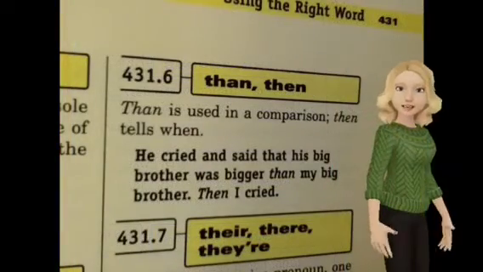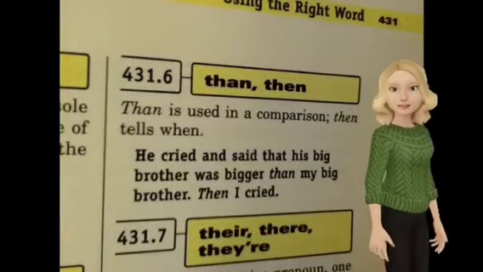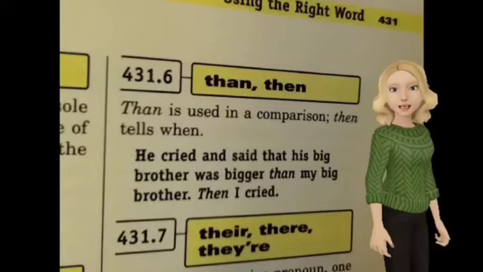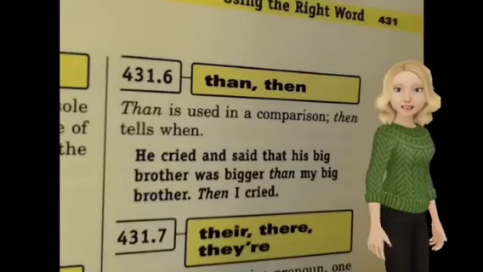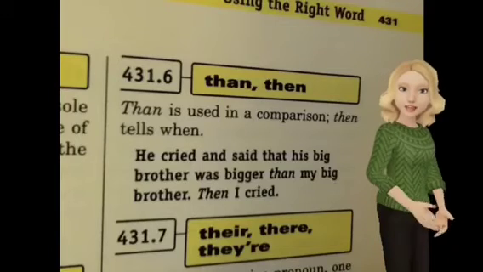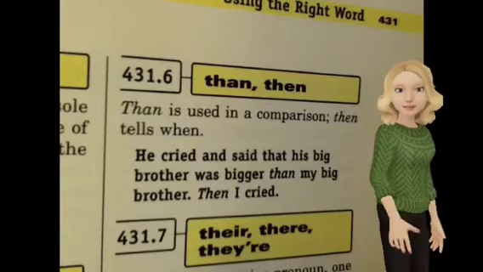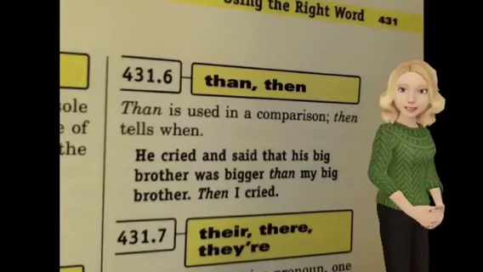Next we have than, THAN, and then, THEN. Than with an A is used in a comparison. So we would say, he cried and said that his big brother was bigger than my big brother. THEN tells us when. So we'd say, then I cried.